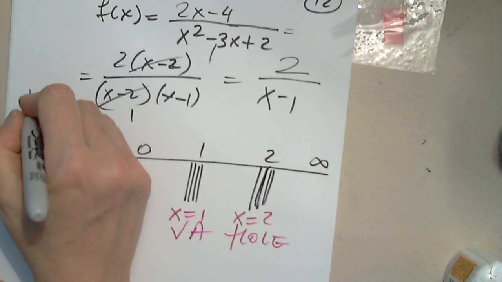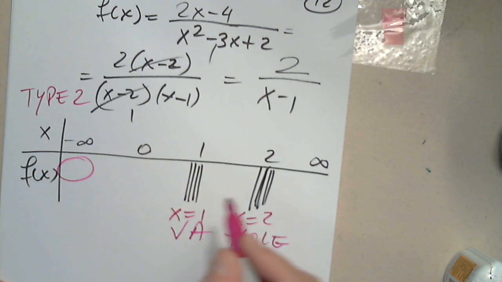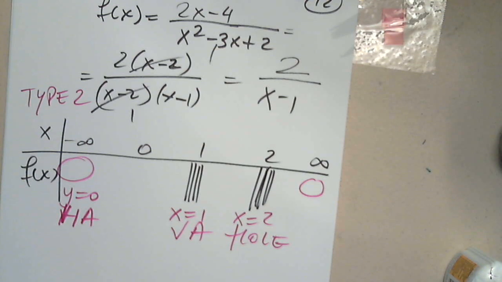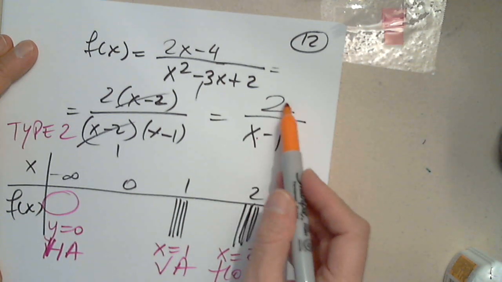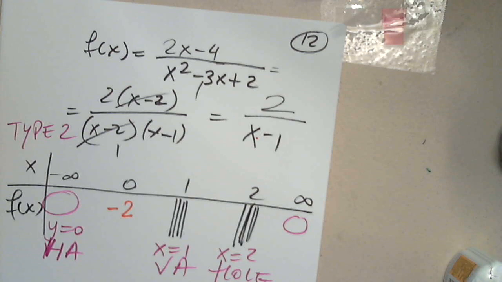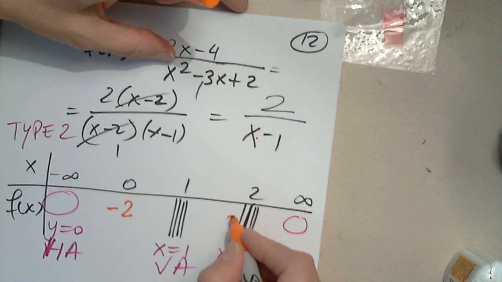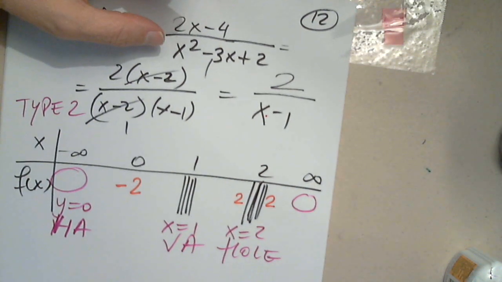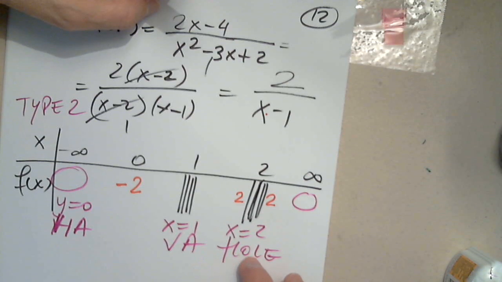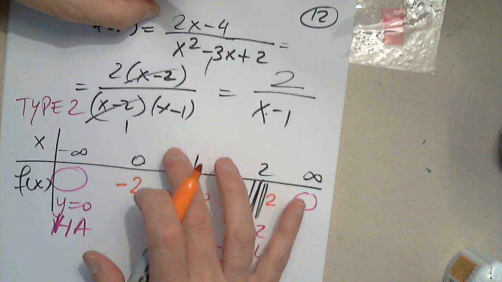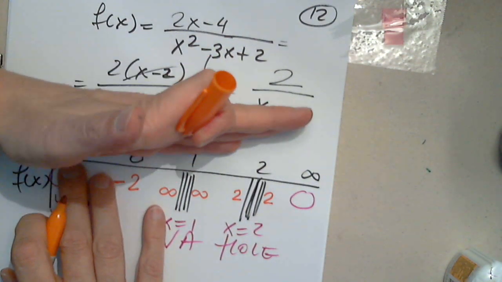Knowing that it's type 2, I know this. When I plug in 0, I get negative 2. When I plug in 2, 2 minus 1 is 1, 2 over 1 is 2. It's a hole. I cannot have infinities. When I plug in 1, I know I have infinities, but I don't know the sign. On this side, I plug in 0.9. I do not put this in the table.